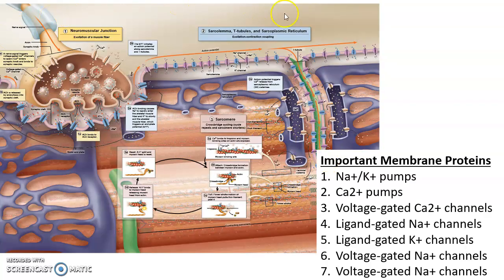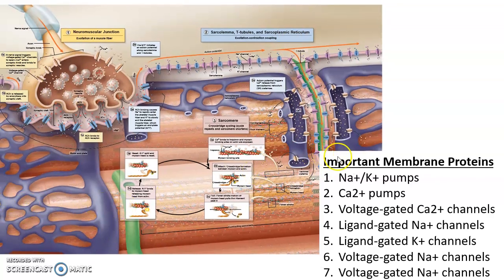So again, a complicated story summarized in this figure that is hopefully still in your textbook, involving many membrane proteins: sodium potassium ion pumps to give us our resting potential, calcium ion pumps to trigger the release of the neurotransmitter and to trigger the contraction. Ligand-gated sodium ion channels in the motor end plate, ligand-gated potassium ion channels in the motor end plate, the voltage-gated sodium ion channels on the sarcolemma and in the transverse tubule, and the voltage-gated potassium ion channels, also found in the sarcolemma and transverse tubule.